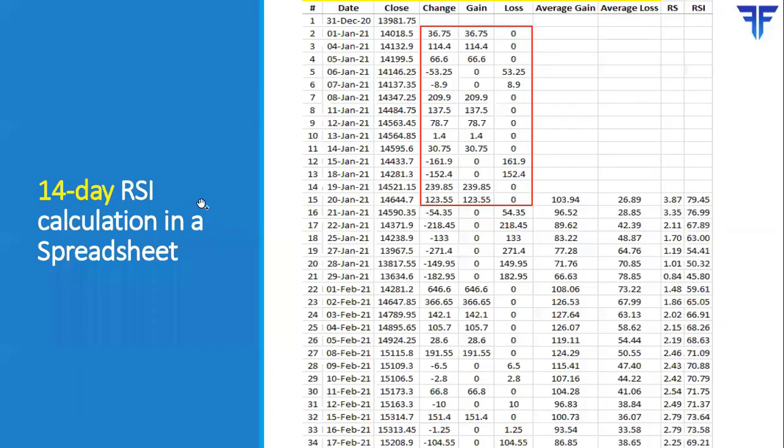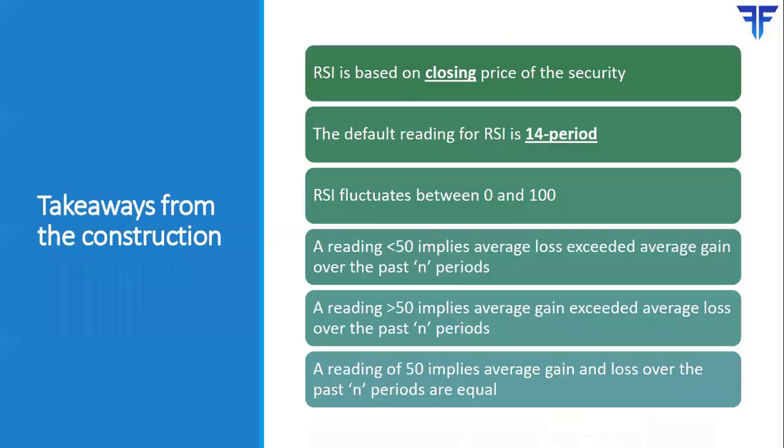So now that you know how the RSI is calculated, let me just summarize the key takeaways from the calculation of the RSI. The first thing that you need to keep in mind is that RSI is based on the closing price of the security. The open, the high, and the low are irrelevant, and only the closing price of the security is taken into consideration. The default reading for RSI is 14 period.